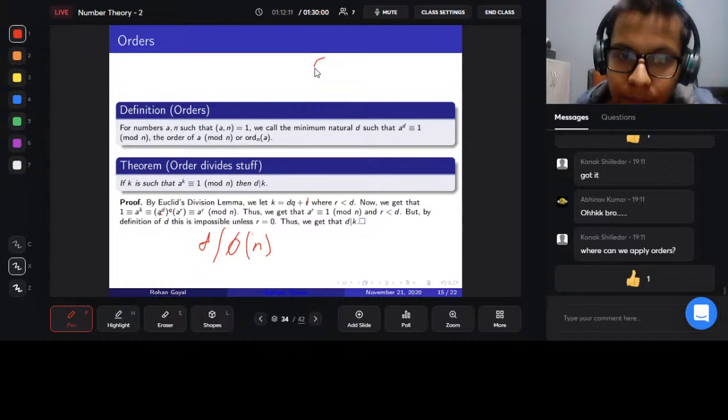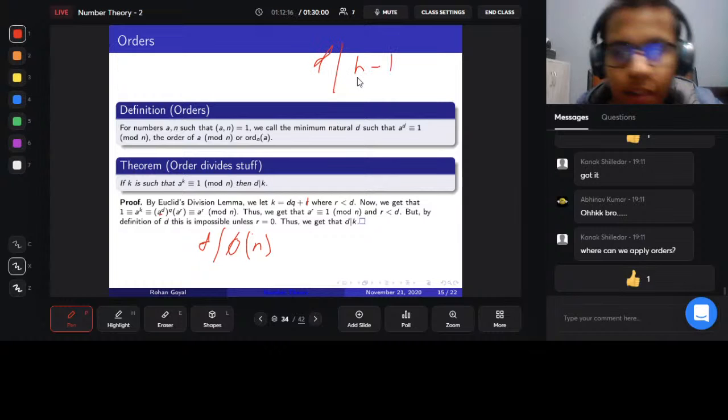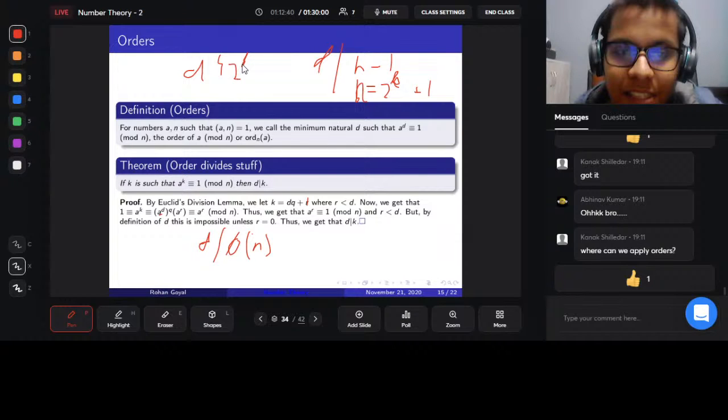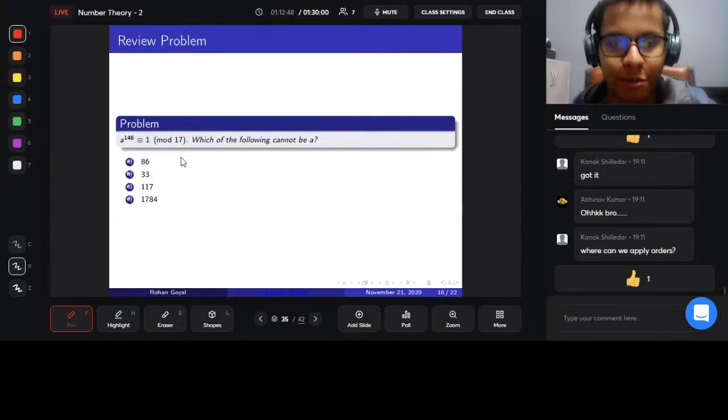Or if you can somehow get p minus 1 to be a very nice number, for example, say it's 2 to the k, p equals 2 to the k plus 1. This is just an example, this is not a particular case. Then you will have that d divides 2 to the k. So d is a power of 2 itself. So you can get very nice things this way. Orders are actually very powerful. So for that, please try this problem.